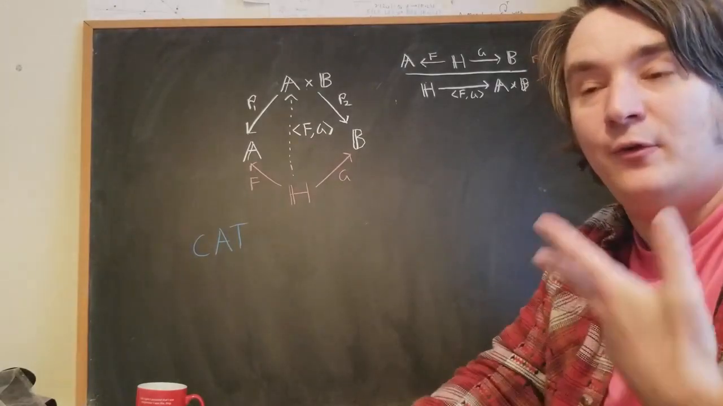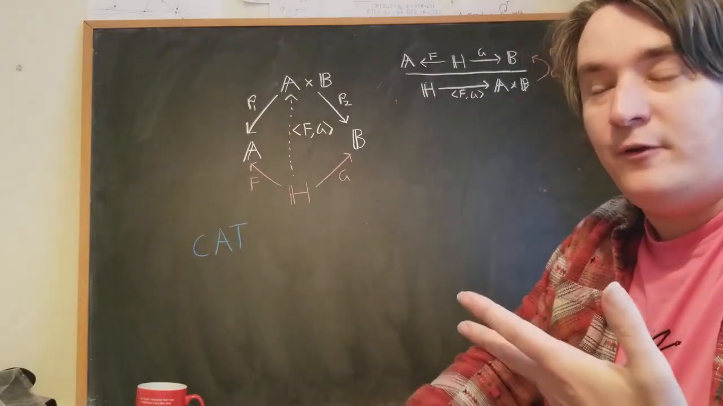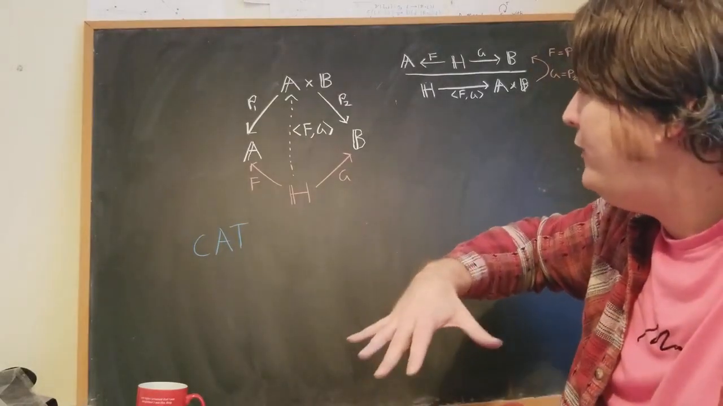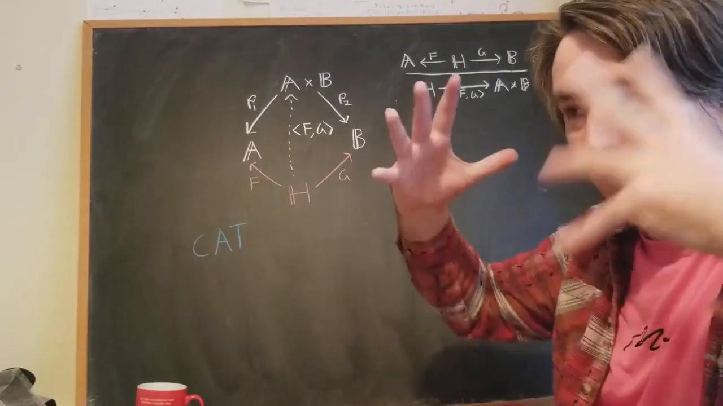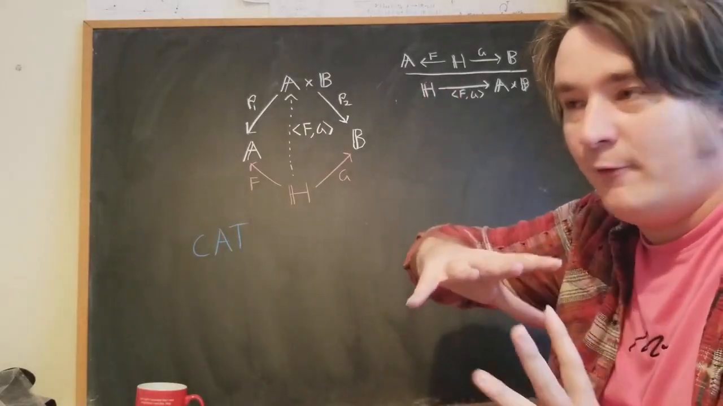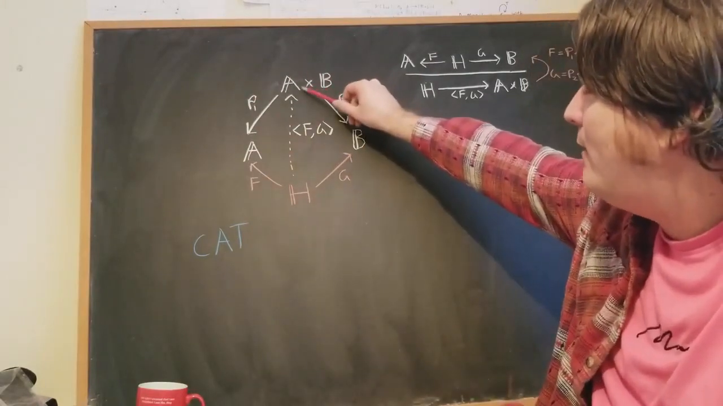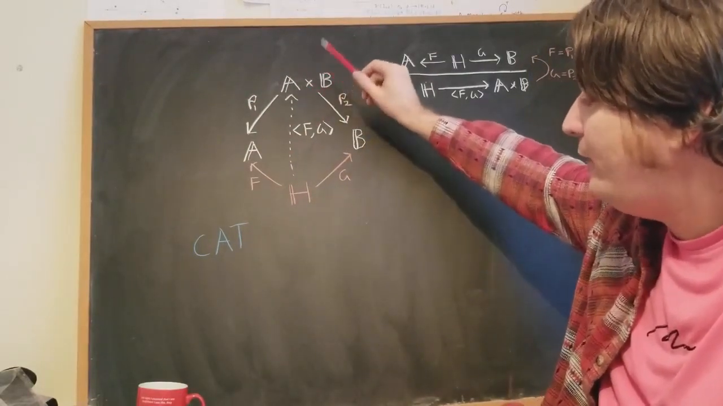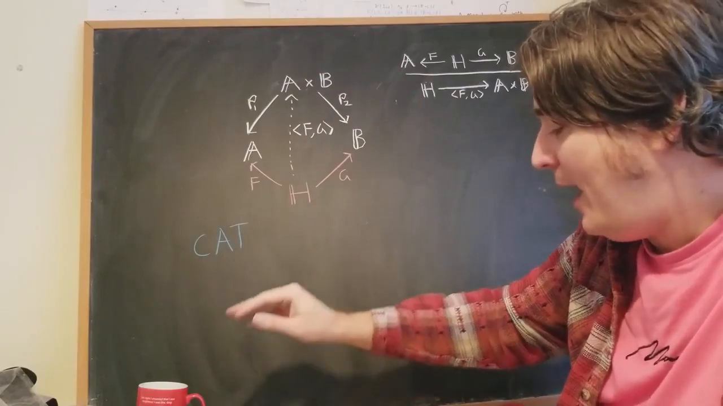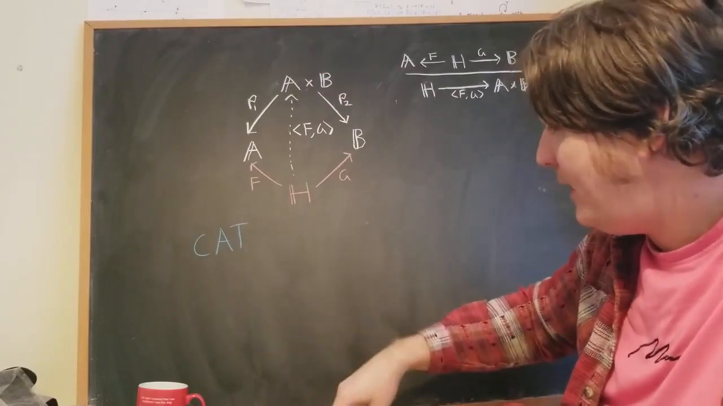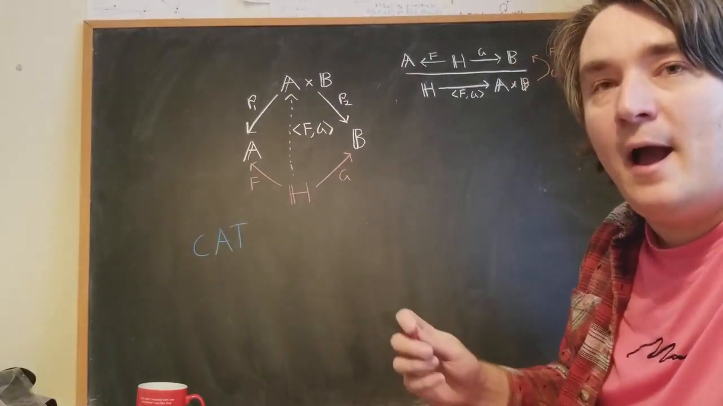Okay, then. So that's all in general. Now what we're going to do is use our ideas of being able to externalize discussions of objects and arrows to work out what the structure of this A times B thing is. And this is actually surprisingly easy in a sense.